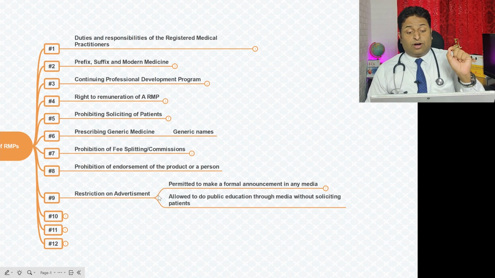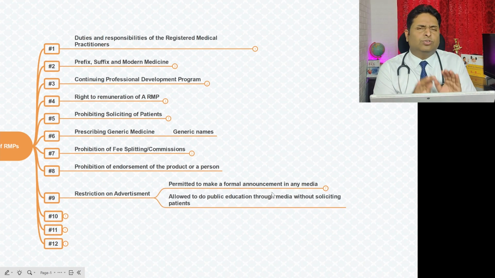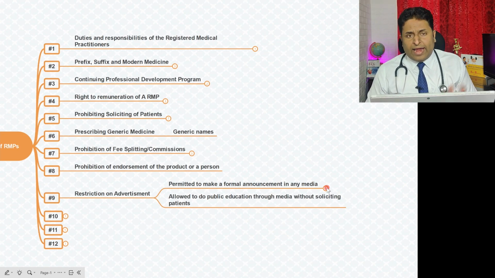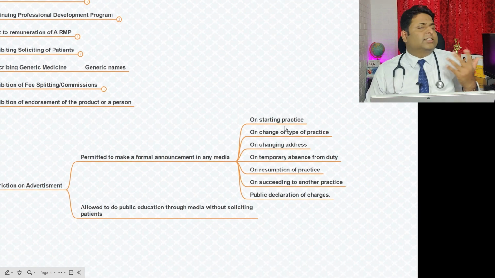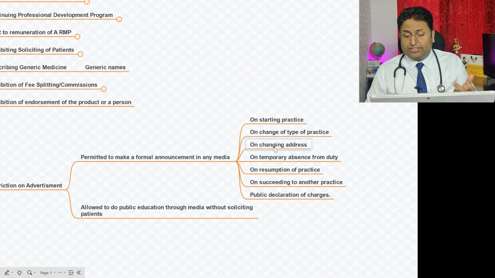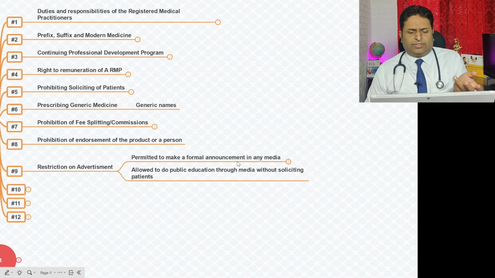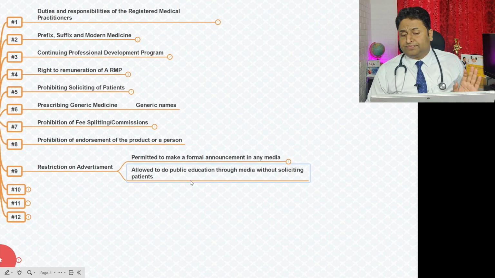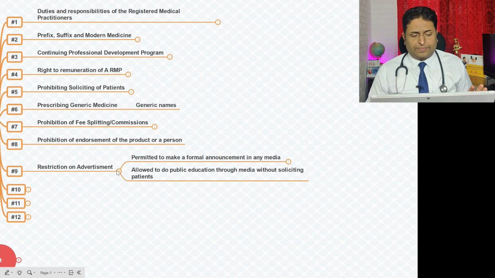Very important. So permission to make a formal announcement in any media. In what circumstances do you have permission to make a formal announcement? On starting of practice, on changing the type of practice, on changing address, on temporary absence from duty, on resumption of practice, on succeeding to another practice, and public declaration of charges. So all this can be put as a formal announcement. And you're also allowed to do public education through media without soliciting patients. This is very important.